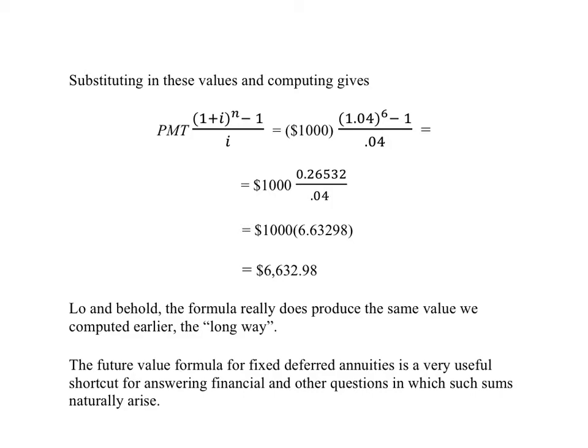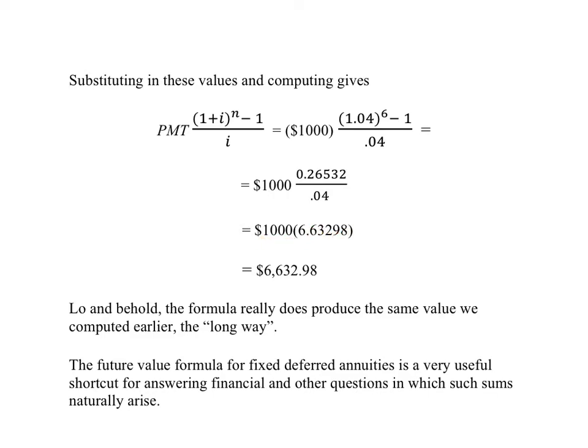Keeping in mind order of operations, we have to compute this numerator first, before we then divide it by 0.04. It's a common thing for students to make some kind of an error involving order of operations when they compute using this formula. We find that this expression works out to be 6.63298. So at the end, how much is payment times this funny expression? It's $1,000 times 6.63298. This is not exactly a growth factor in the sense in which we've used that term, but it functions similarly to one.